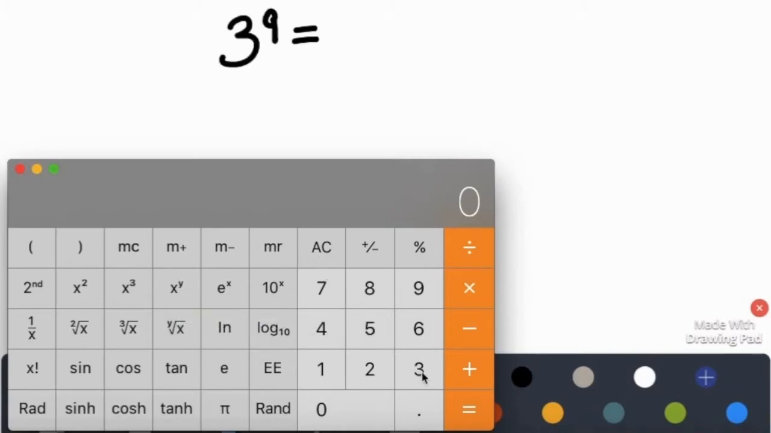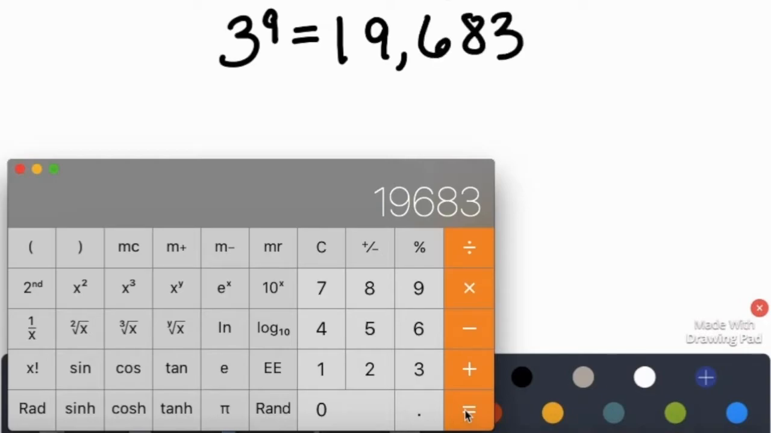Okay, so let's try one. 3 to the 9th. We're going to type in 3, and then come over and press our x to the y button. And now we can type in any exponent we want. So x to the y means base first, then x to the y button, then the exponent. And we'll press 9, equal, and the calculator finds that 3 to the 9th is 19,683.